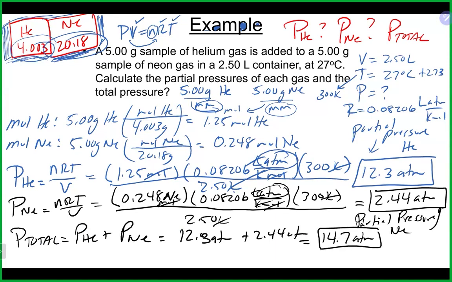Any questions on the calculation? It's basically just the ideal gas law. Again, volume and temperature are the same for everybody in the mixture. Really, the only difference is going to be the moles, and then you add them together at the end.